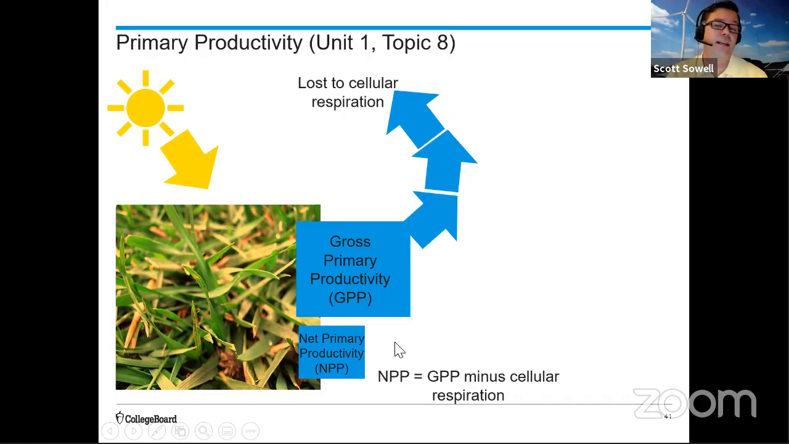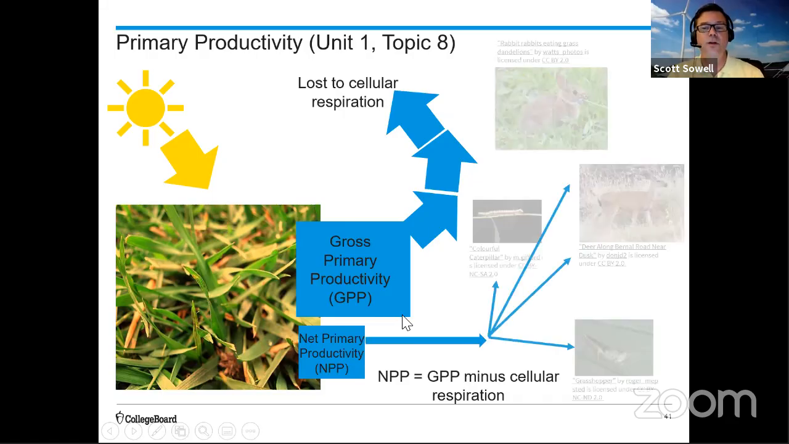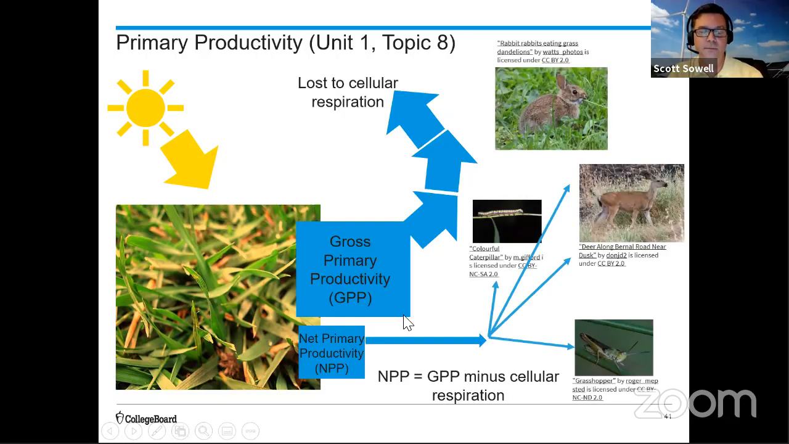Now, why do we care about the NPP? That's what drives the rest of the food web. So gross, we lose a lot of that to cellular respiration. What's left over is net, and the net primary productivity, or NPP, is what can be passed on through the food web. So just remember this formula, that NPP is GPP minus cellular respiration.